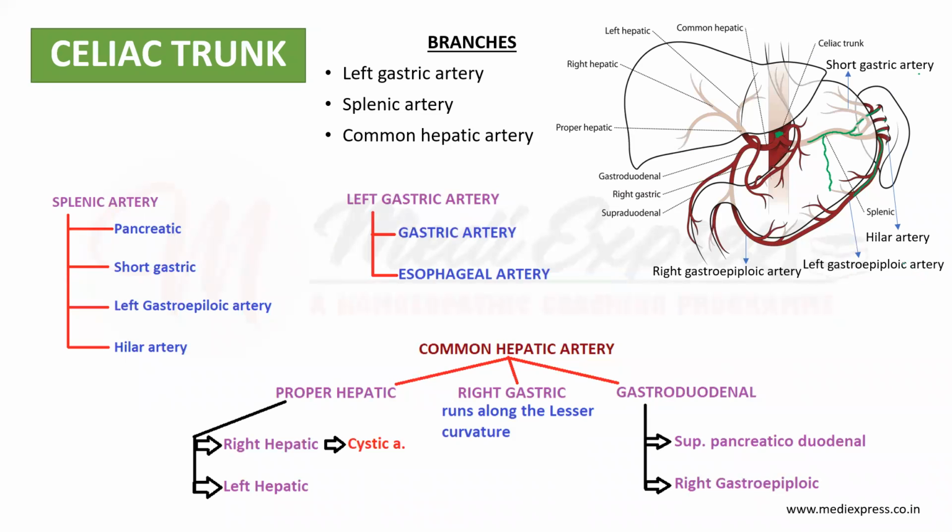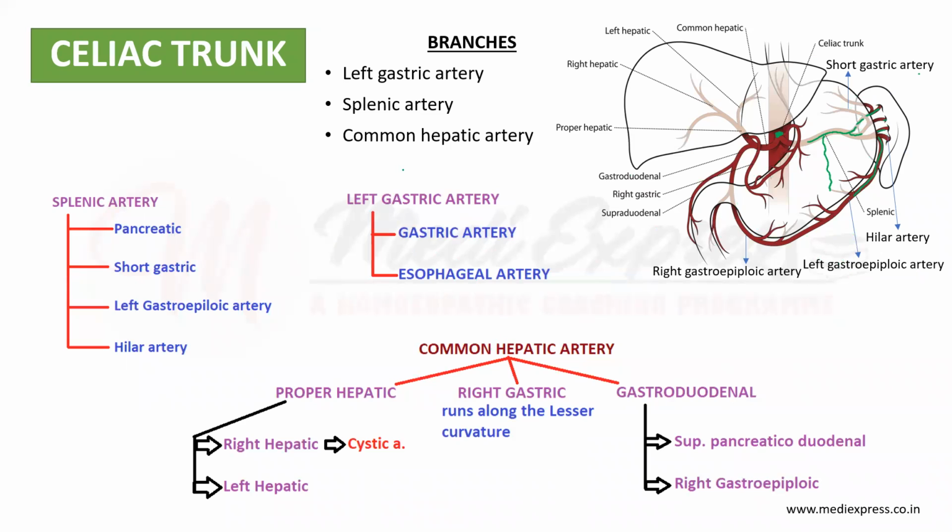So this is about the splenic artery. I repeat, the splenic artery divides into a pancreatic branch. Next are the short gastric arteries. Then we have the hilar arteries as well as the left gastroepiploic artery. Coming to the left gastric artery, it is divided into the gastric artery and the esophageal artery. That's not shown in this picture.